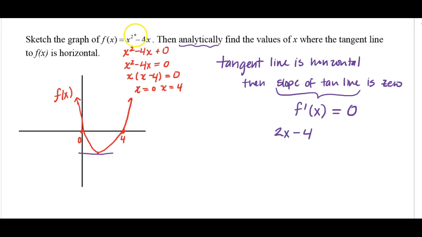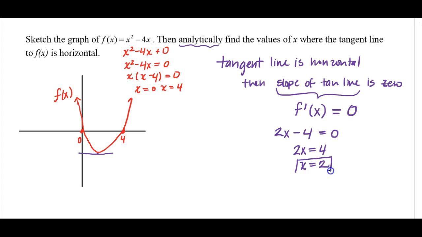So I'm finding the derivative of each piece individually using the power rule. So the 2 comes to the front. I have 2x to the 1 minus, and then the derivative of 4x is just 4. So minus 4 equals 0. And then I'm going to solve for x. So I get 2x equals 4. And then I have x equals 2.